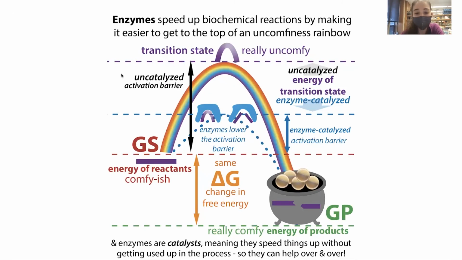And so basically, an enzyme is something that's going to speed up a reaction by lowering the activation barrier. So if you had a reaction, the reactants have some energy, the products have some energy, and then in order to go from the reactants to the products, you're going to have to go through a really uncomfy transition state. And basically the enzyme can help stabilize this uncomfy transition state and help this reaction proceed.